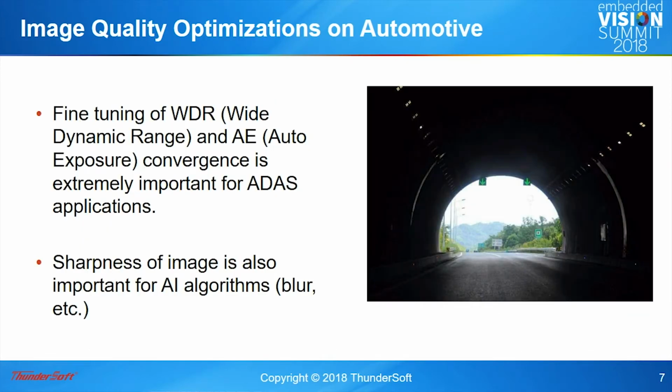For example, if your car comes out of a tunnel, the fine tuning of WDR and AE is extremely important, because when you go out of the tunnel there's a backlight. Auto exposure convergence must converge very quickly, or you have problems. Whether you use AI or not, if the basic sensor output has problems, you will have issues. Another example is image sharpness. If there's blur, it may impact your AI accuracy. That's why fine tuning of image quality for automotive use cases is very important.